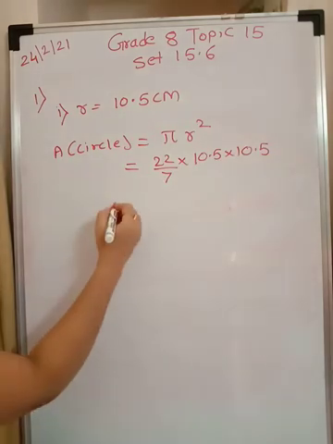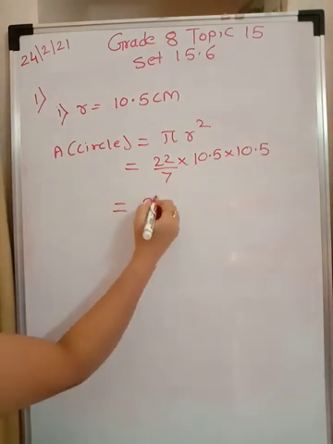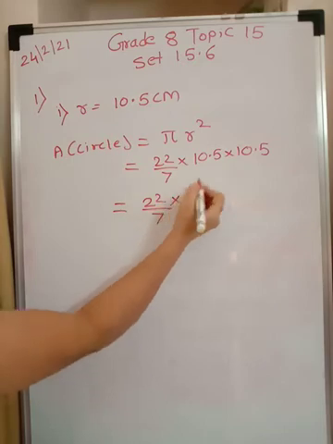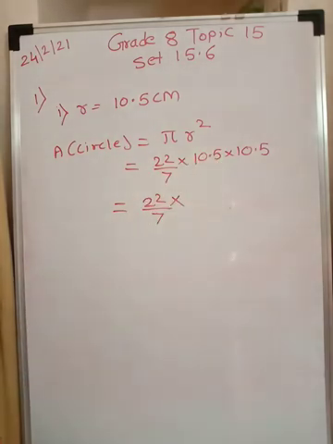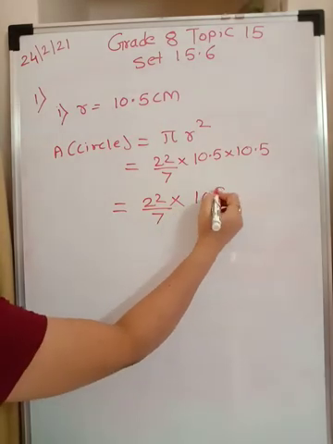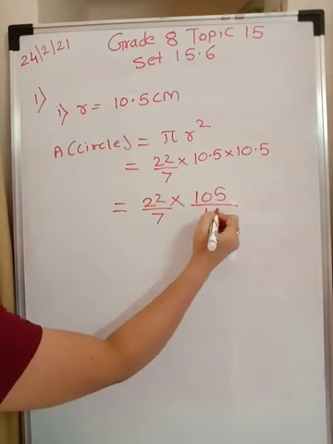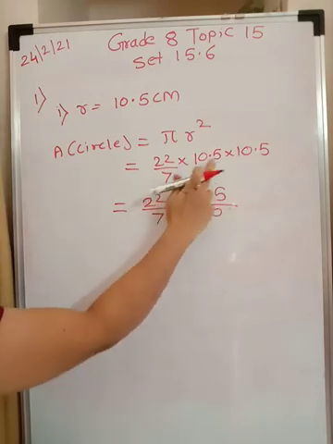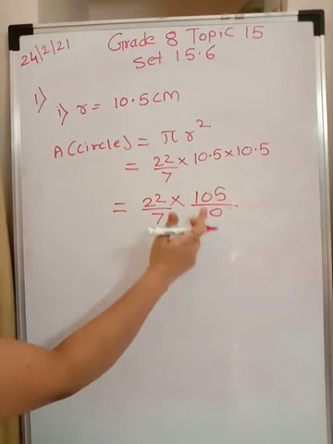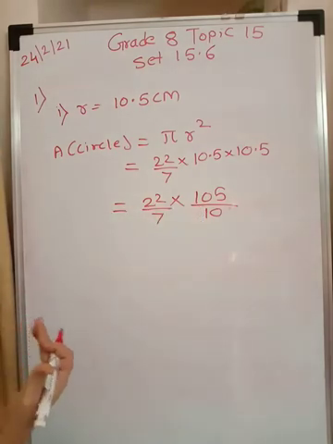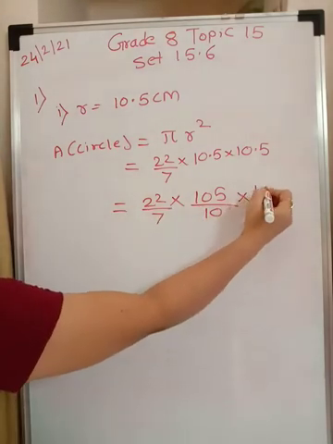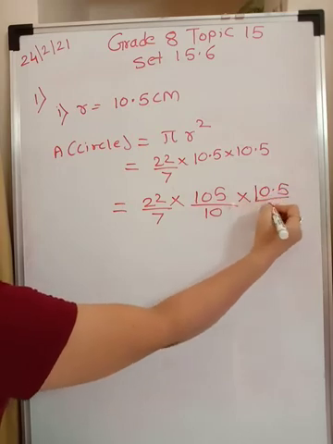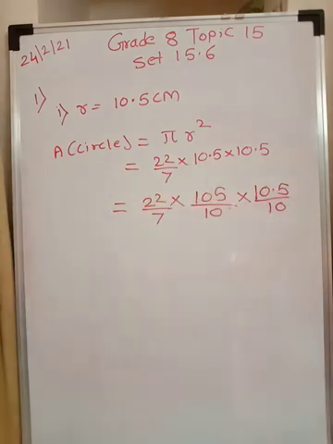Alright. So this can be written as 22 upon 7 into, I want to remove this point, so I can write 105 by 10. It is the same as 10.5. See, 105 upon 10: if I divide by 10, after one number the point will come, and it is the same as 10.5. This I have done so as to make the calculations easy. I think it is clear up till here. Are you understanding what we have done?